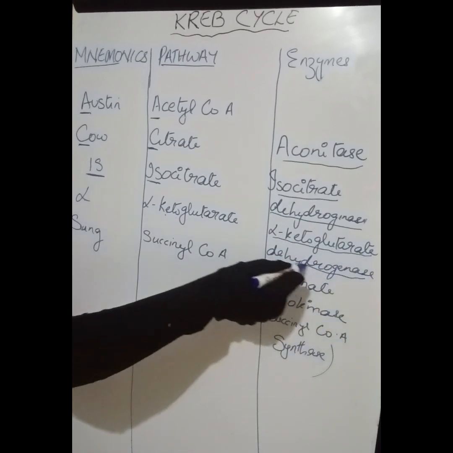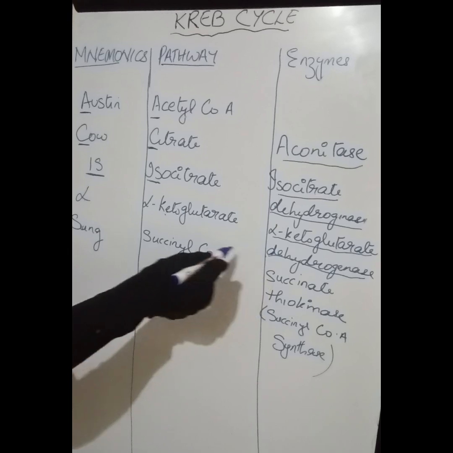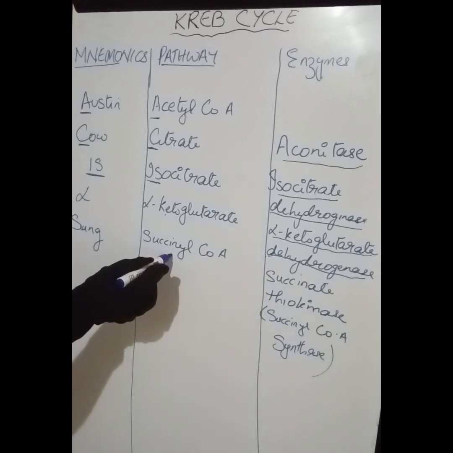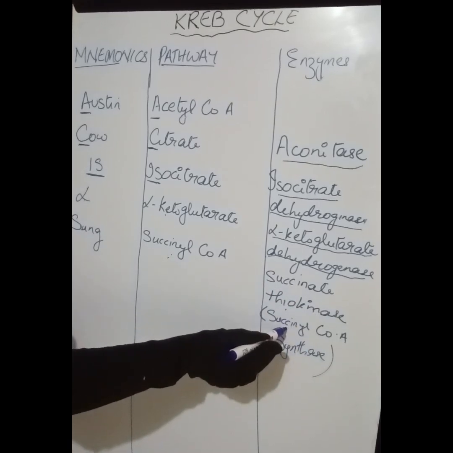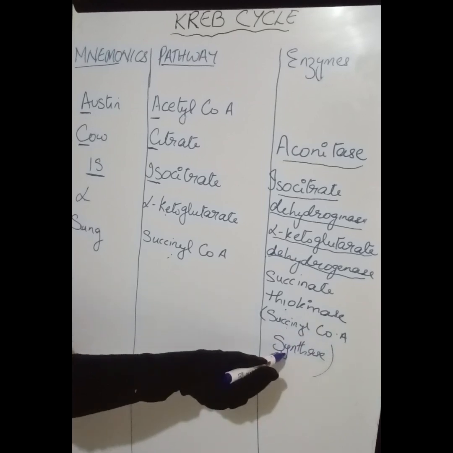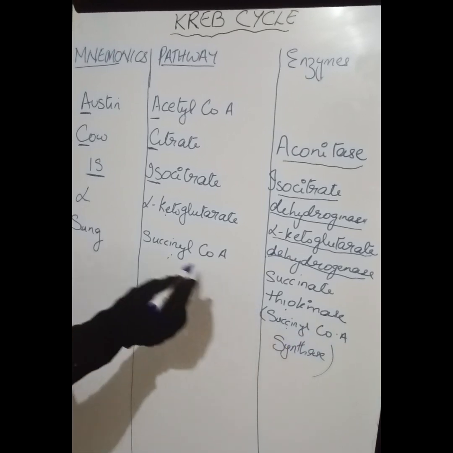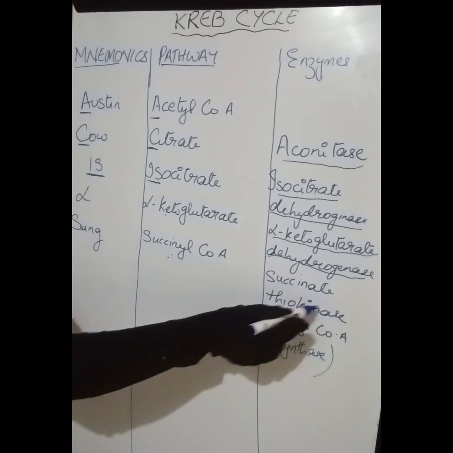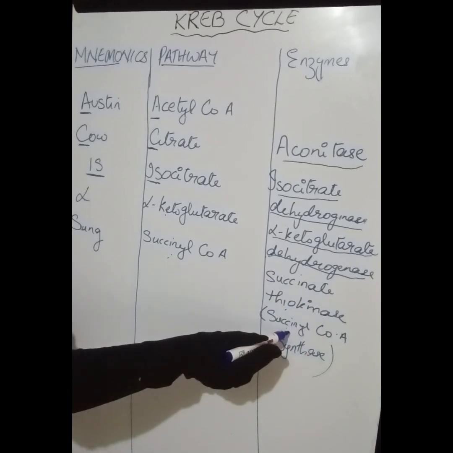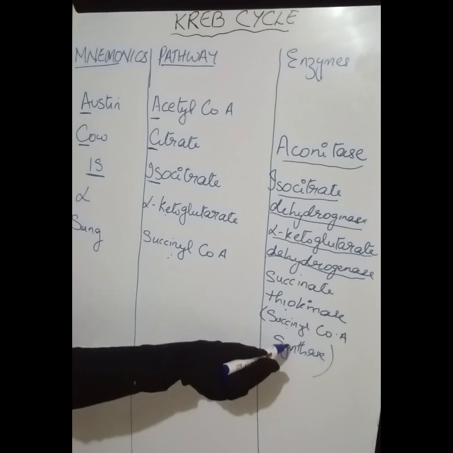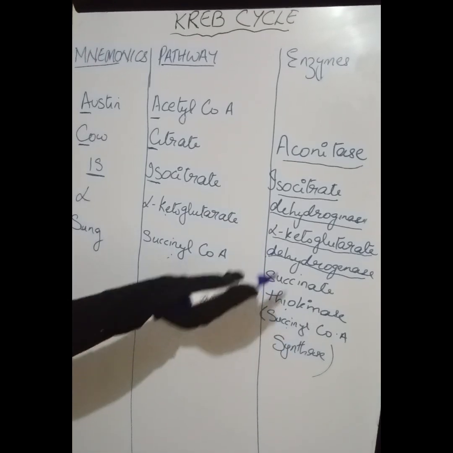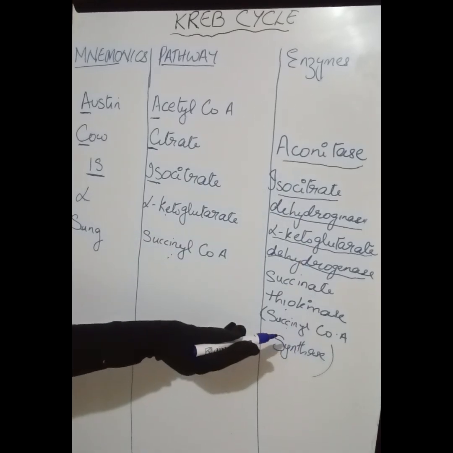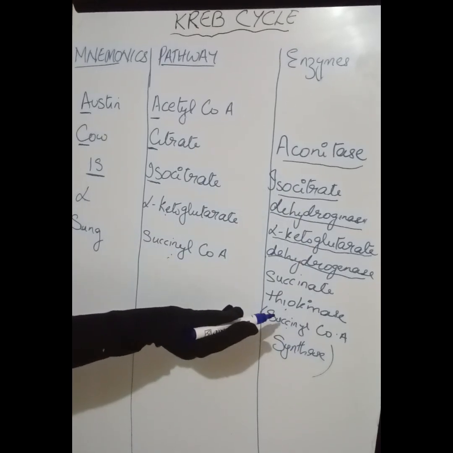alpha-ketoglutarate dehydrogenase to produce succinyl-CoA. Now this succinyl-CoA requires succinate thiokinase, or you can say succinyl-CoA synthase. So did you crack the first four enzymes required for the pathway?